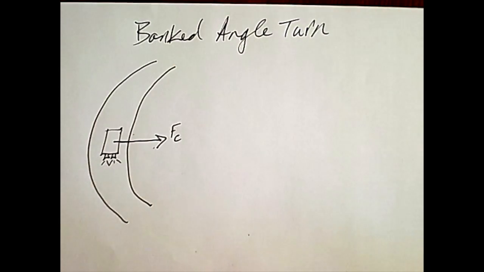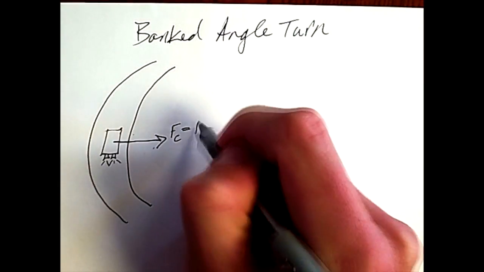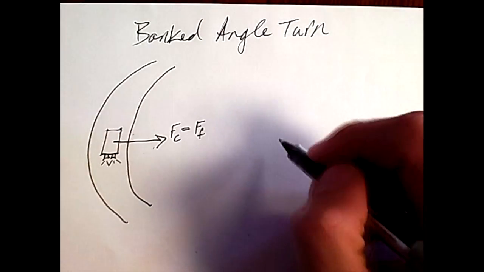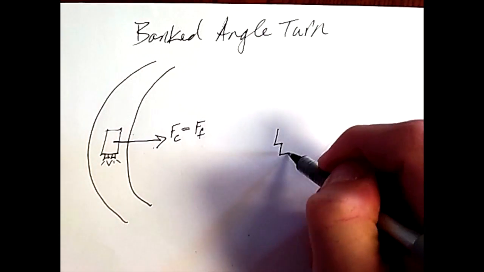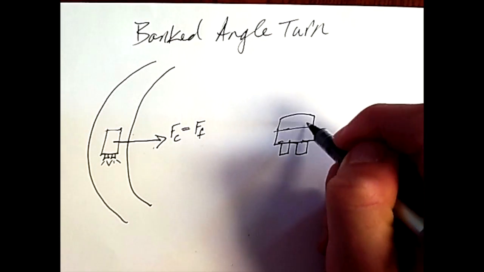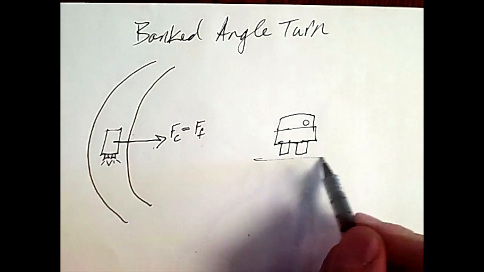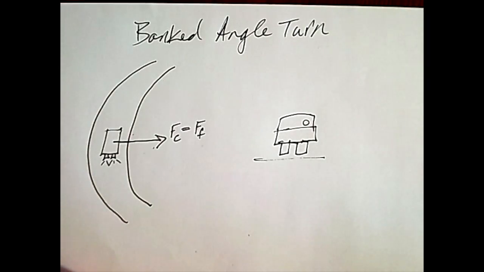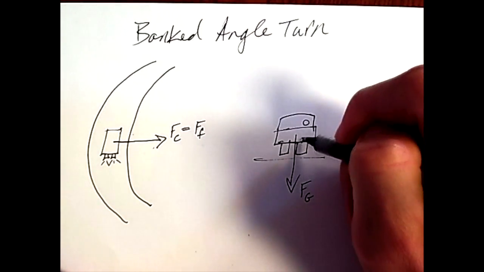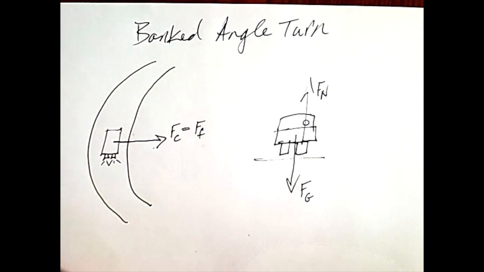Friction, correct. If there was no friction, you wouldn't be able to turn. So this is actually F_f, right? We can figure that out if we take the same car and look at it from a head-on view. So if I redraw the car here, where the ground is here, we know that the weight force F_G is down. The normal force F_N is up.